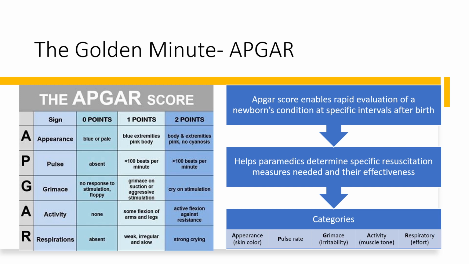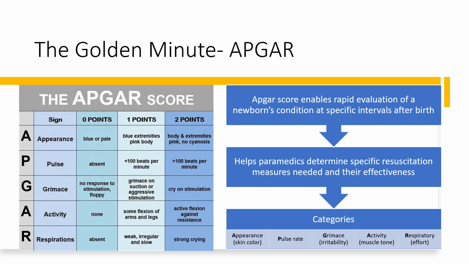Less than 100 beats per minute, we're going to start ventilating, which we'll talk about in a minute. Greater than 100 beats, we're good. Grimace, talking about the response to stimulation. They have no tone. They're floppy. They're unresponsive. 1 point would be grimace on suction or aggressive stimulation. They start waking up and they start crying at you, things like that. Crying on stimulation is what we're really getting. So grimace are kind of moving around with 1 point. Crying on stimulation is 2 points.